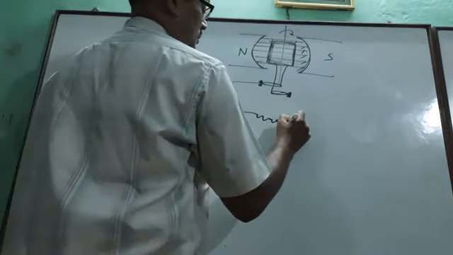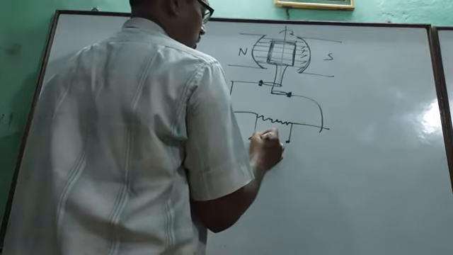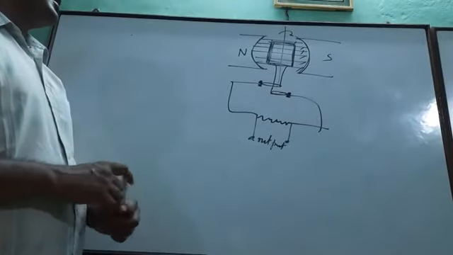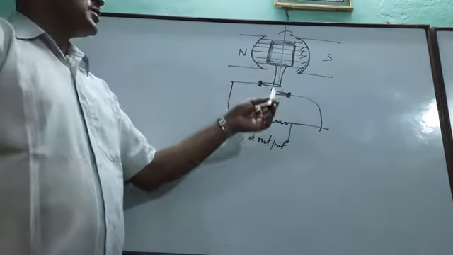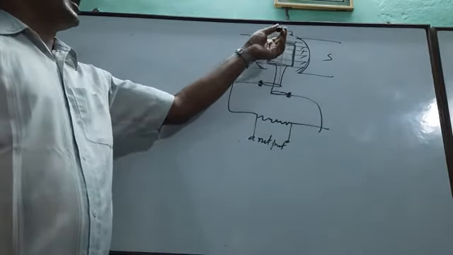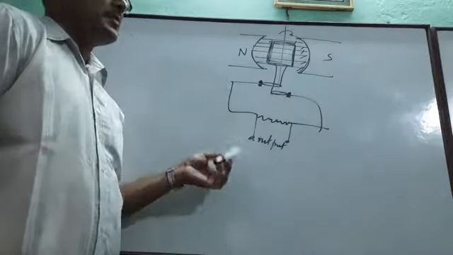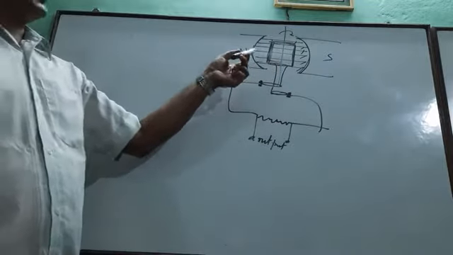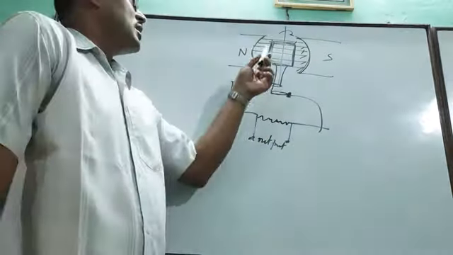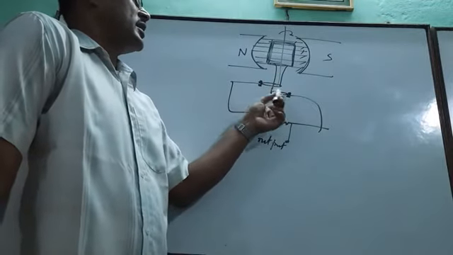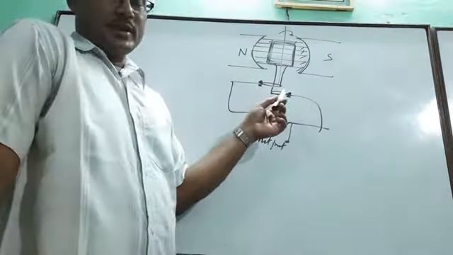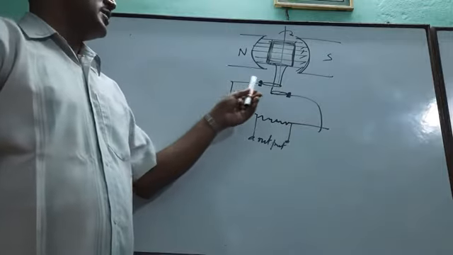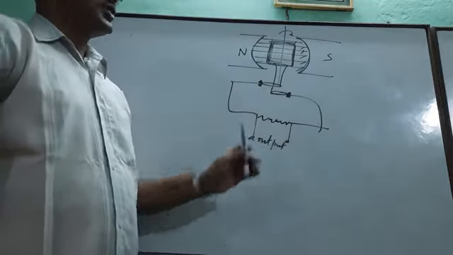Then from here we can collect the output voltage. So this is the construction. Here a uniform magnetic field is produced, and a rectangular coil is placed which can rotate about an axis perpendicular to the magnetic field. Two ends are coming out from the coil, and this coil is known as the armature. These two ends are connected to two slip rings, and with the rings, two graphite brushes are placed just touching the rings. Then from these two ends we can collect the output voltage.